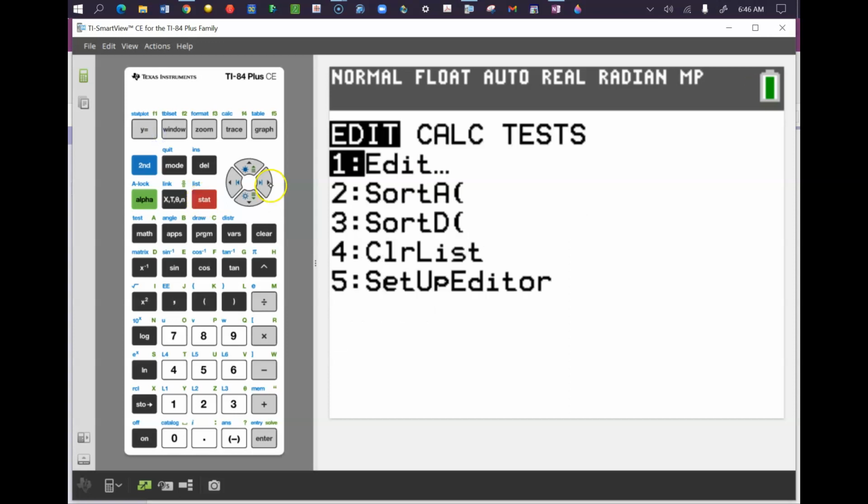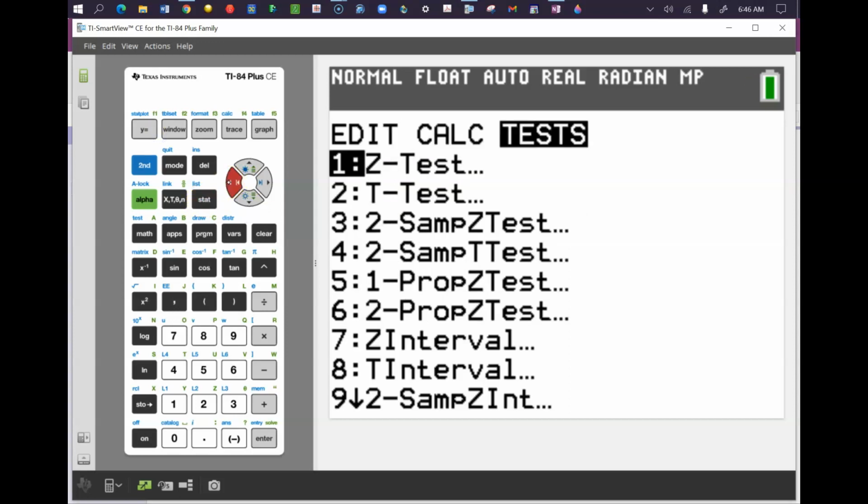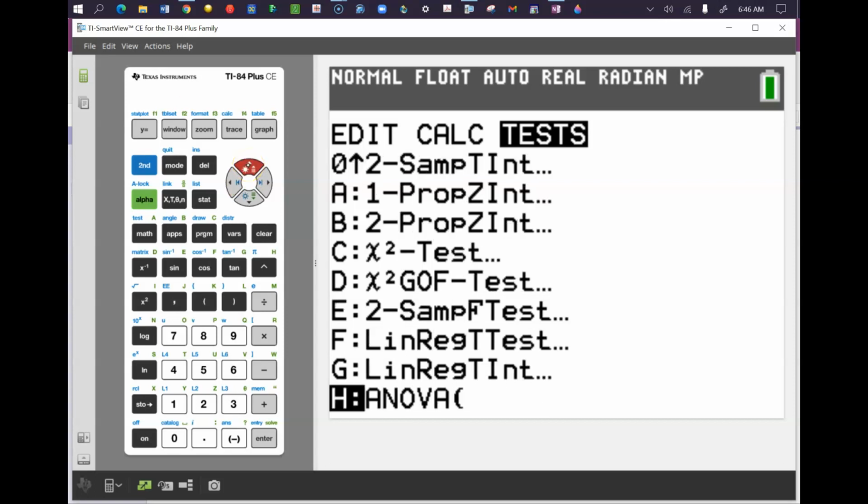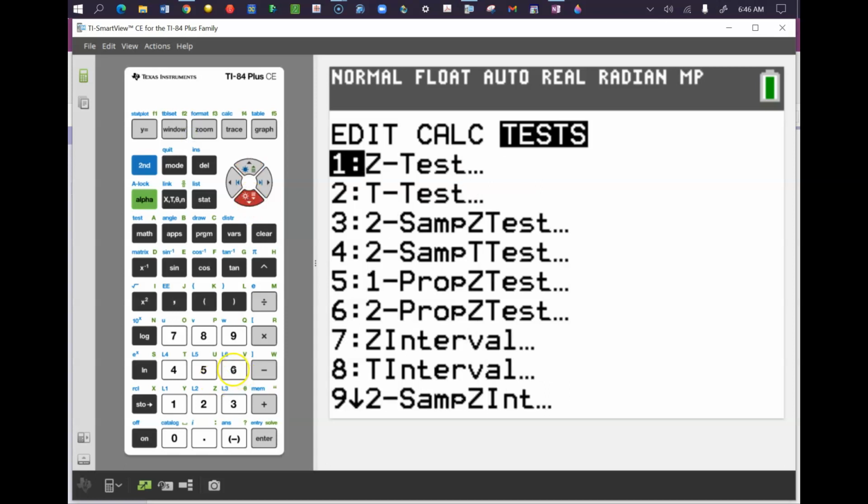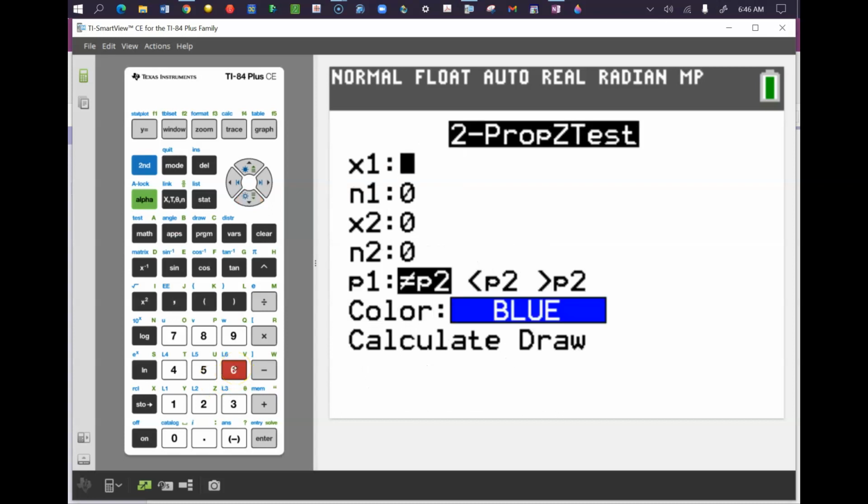So stat, go over to tests, and this is a 2-prop z-test, which is not shown up here, so we're going to go down a little bit further, and we have a 2-prop z-test. Where is the 2-prop z-test? Oh, it is showing up there, number 6. So we're going to select number 6. x1, the number of successes. Remember, these have to be whole numbers, so we rounded off to the nearest whole number, 48 out of a total of 184, I believe it was.